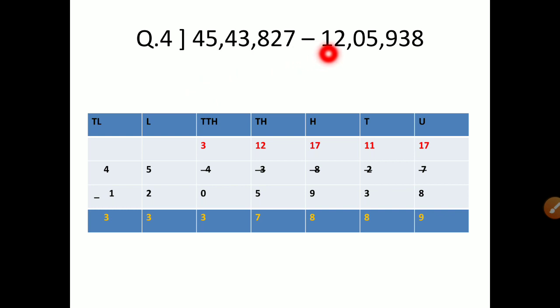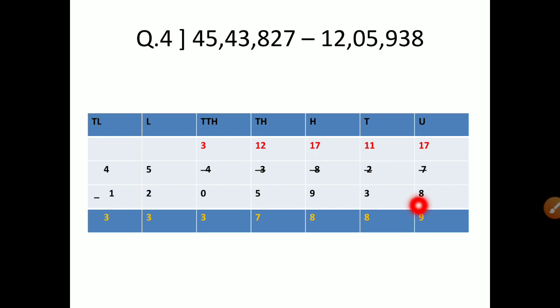Question number 4. 45,43,827 minus 12,05,938. Draw this table, write units, tens, 100, 1000, 10,000, lakh and 10 lakh because we are having here 7 numbers. Start writing numbers from unit place.